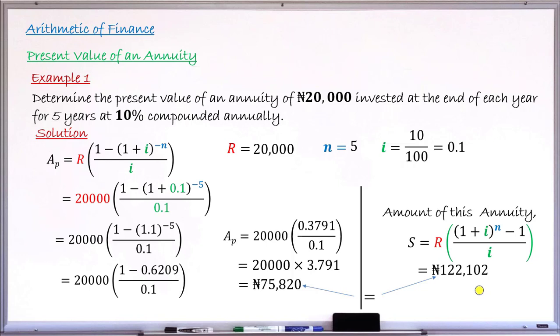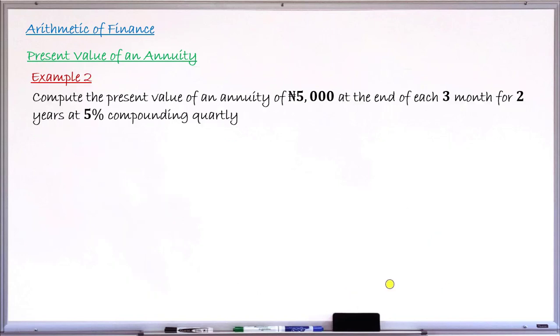So let me just move and take another example. Example number 2 says compute the present value of an annuity of 5,000 naira at the end of each 3 months for 2 years at 5%, and the interest is computed quarterly. So for the solution to this problem, we write the formula for the present value of an annuity. A_P equals R multiplied by an open bracket. Inside the bracket you have a fraction. The numerator of that fraction is 1 minus another open bracket, 1 plus i, and that bracket raised to the power of minus n, all over the denominator of your fraction, which is i.